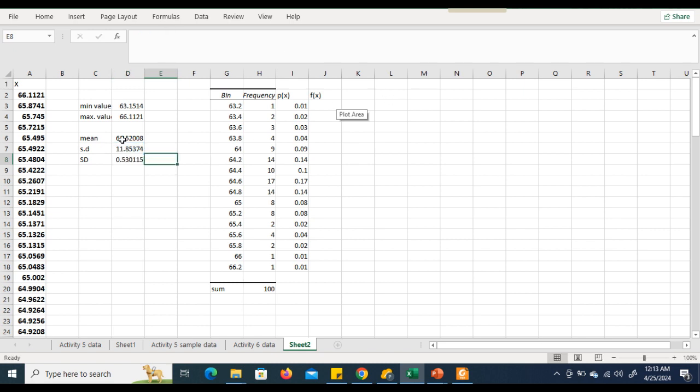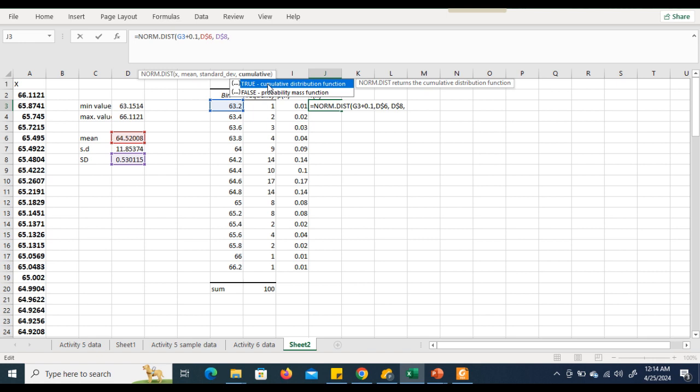Okay, so mean is known, standard deviation is known, so we are using the formula of normal distribution. What is that? Normal distribution. Here what is our x? This is our x, but for the upper limit we need to add the continuity correction, that is 0.1. What is our mean? This is mean, we are going to add this dollar sign so that we can fix this particular box. And for standard deviation we are going to use this, again I fix this box, so we add a dollar sign here, and then we need to consider the cumulative frequency, so we use the command of true.